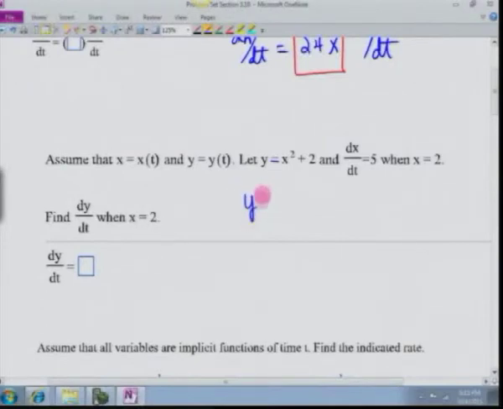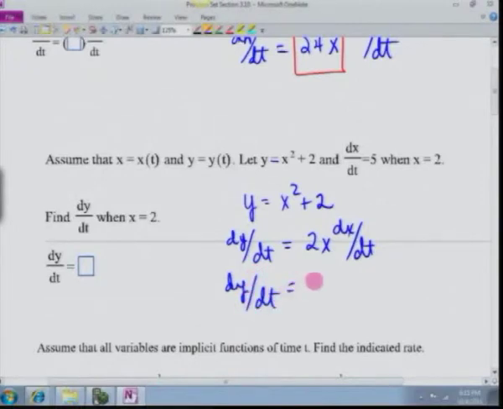So, let's write the equation. All right, let's take the derivative. So what do we get? dy dt equals 2x dx dt, and what happens to the 2? Goes away because the derivative of that is a 0. All right, and so we're trying to solve for dy dt when x is 2. So dy dt equals 2 times 2, and what is dx dt? 5. So what's our answer? 20.